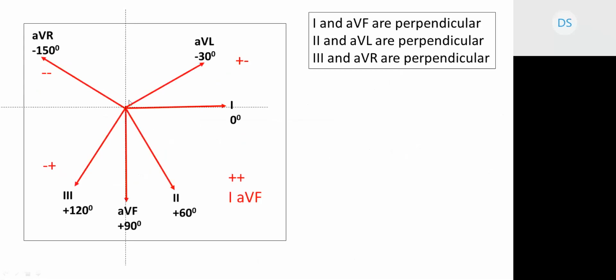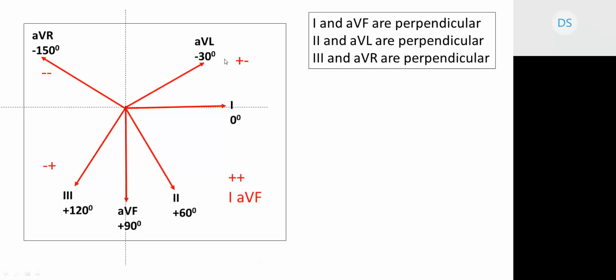And if you divide this graph into 4 halves, then you can see here that in this square, you have lead 1 which is positive and lead AVF, which is also positive. For lead 1, this is going to be negative, and for lead AVF, this is going to be negative. If you take this part, then you can understand that AVF is positive and lead 1 is negative. If you take this part, lead AVF and lead 1, both are negative. And if you take here, lead 1 is positive and lead AVF is negative.